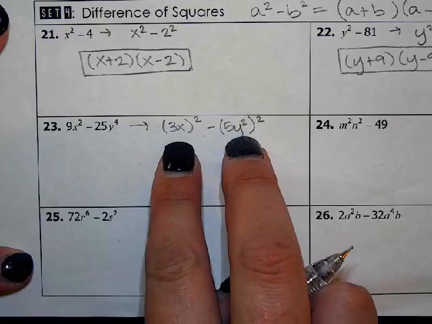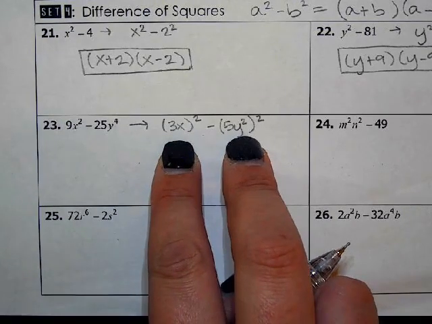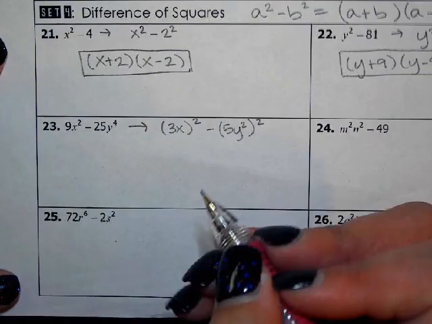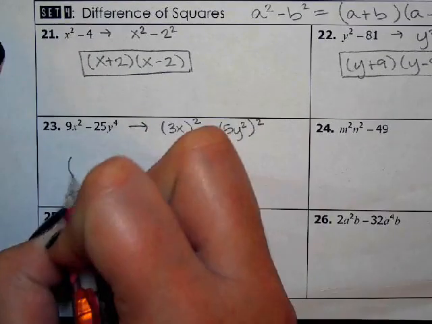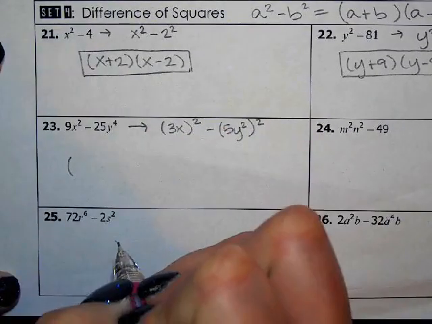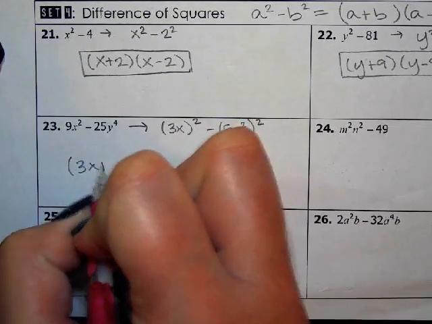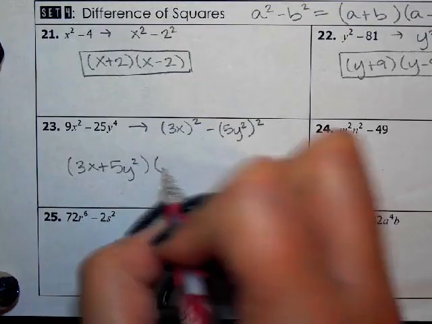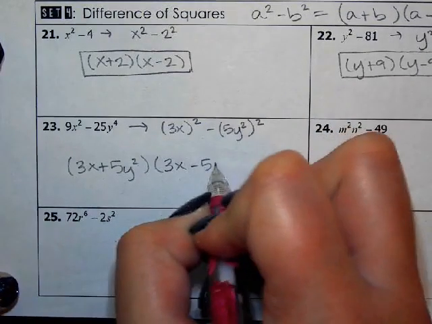Okay. So let's write our parentheses. Three x plus five y squared. I heard that whisper. That was good. And? Marvelous. Beautiful. You know it's beautiful because it's math, and math is always beautiful.